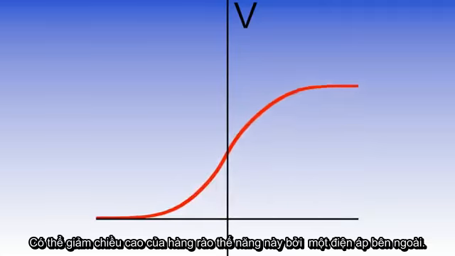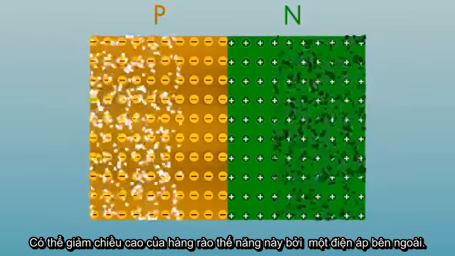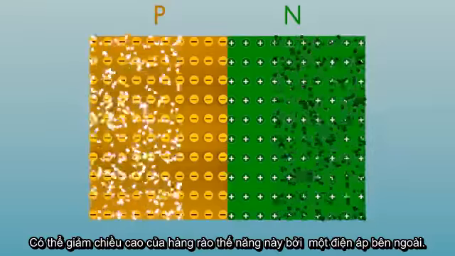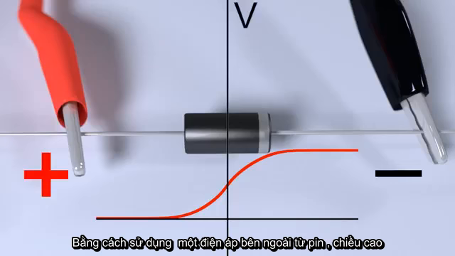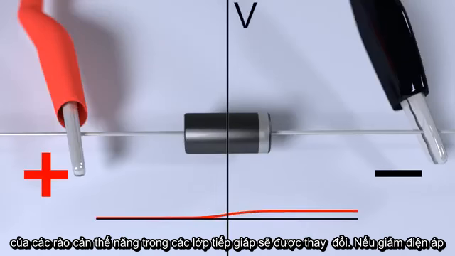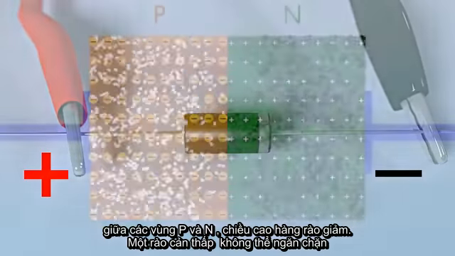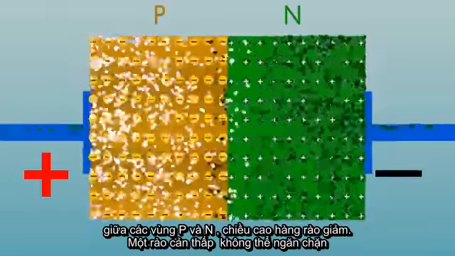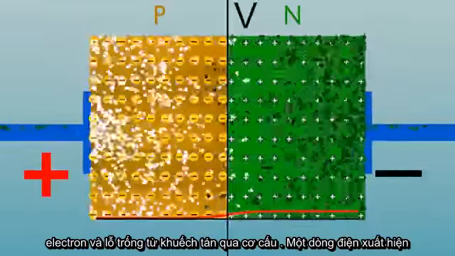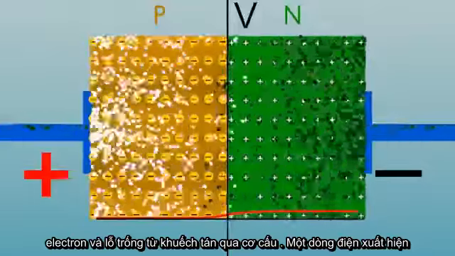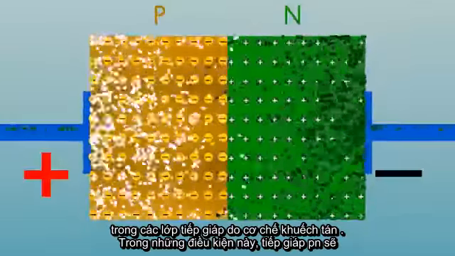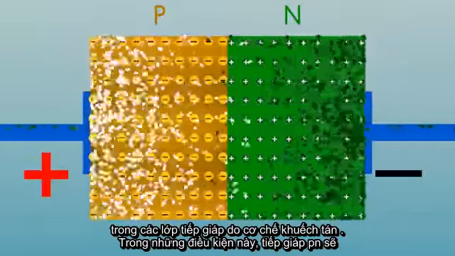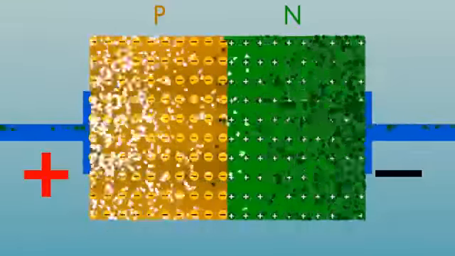It is possible to reduce the height of this potential barrier by the application of an external voltage. This increases the electric current. By applying an external voltage from a battery, the height of the potential barrier in the junction is modified. If a positive voltage drop is applied between the p and n regions, the barrier height is reduced. A reduced barrier cannot prevent electrons and holes from diffusing across the structure. An electric current appears in the junction due to the diffusion mechanism. Under these conditions, the p-n junction is said to operate under a forward bias.